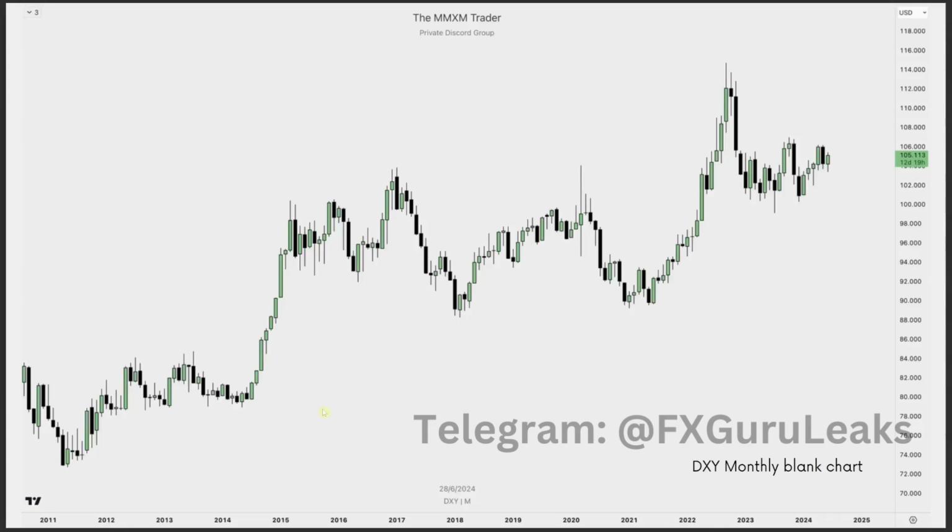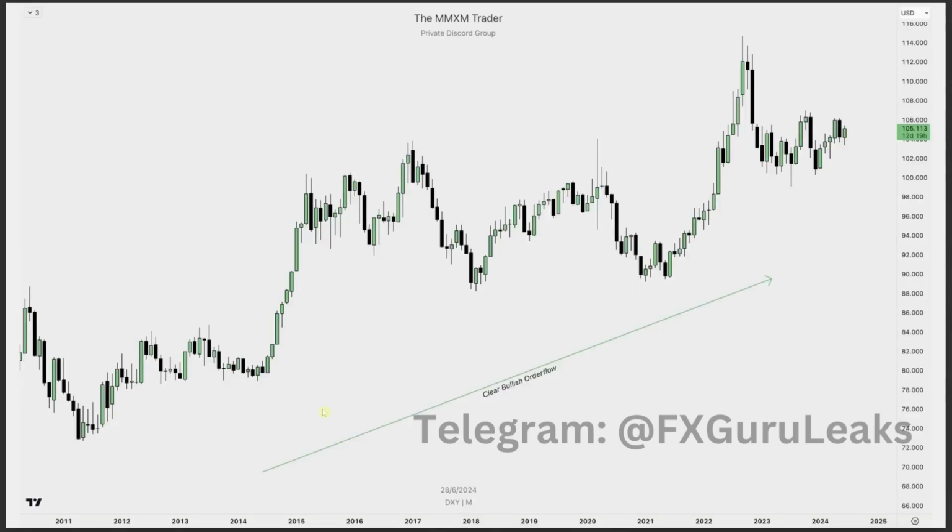So over here we've got a DXY monthly chart, right? First of all, we need to determine what is the higher time frame direction, right? So determine your market profile first of all. Are we bearish? Are we bullish, or are we consolidating, right? Now we can clearly see we are in bullish order flow on DXY on the monthly time frame.